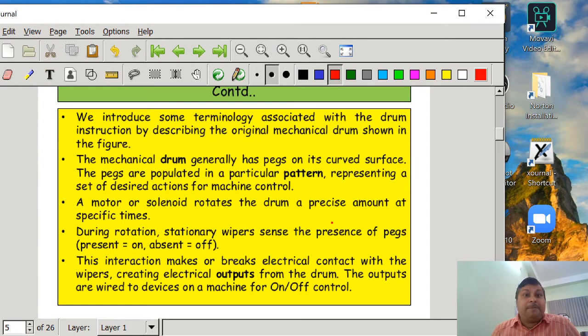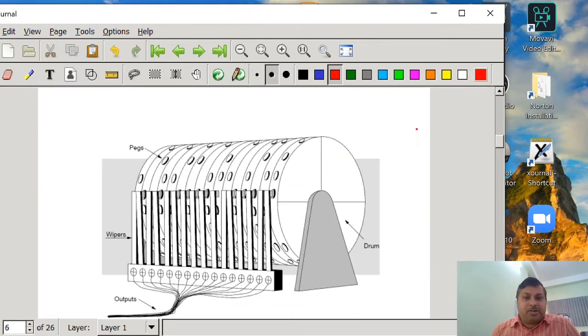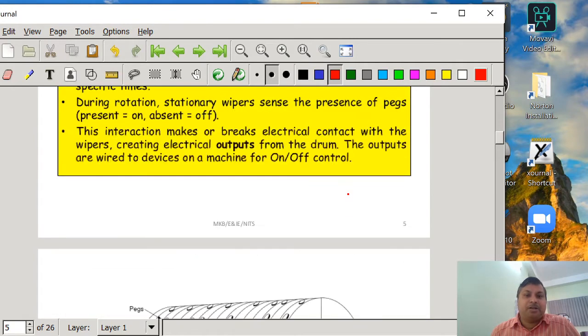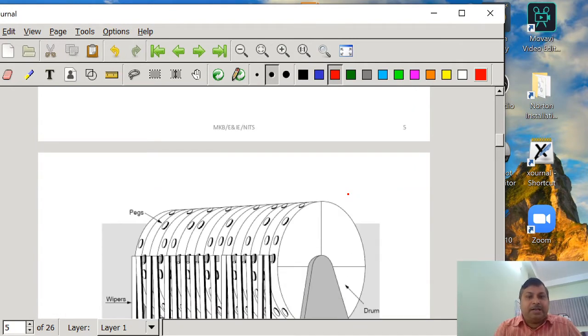So we introduce some terminology associated with the drum instruction by describing the original mechanical drum shown in the figure. The mechanical drum generally has pegs on its curved surface. Peg means some projections on the curved surface. So this is the drum, and you can see that on the surface of the drum some projections are there, which are known as pegs. The pegs are populated in a particular pattern representing a set of desired actions for machine control.